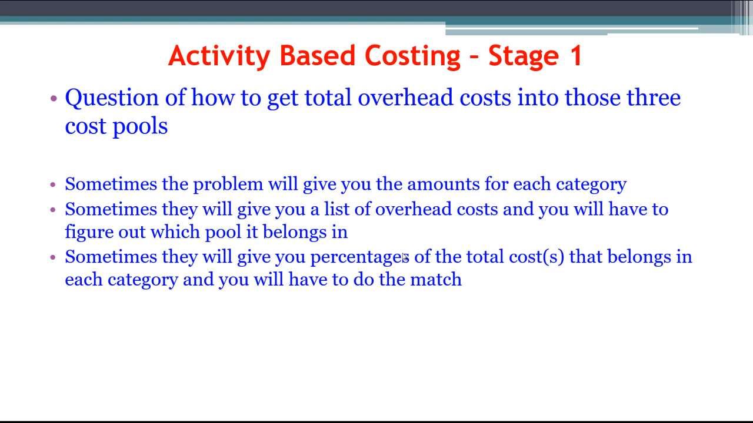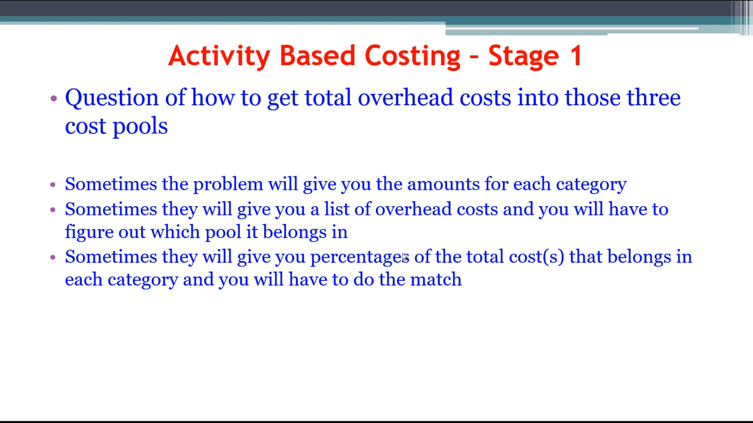Now, I will say that's a pretty simplistic example. It's probably missing a lot of the costs this type of company would actually have, but we're just trying to illustrate it. So, out of stage one, the first question we have, now that we've categorized the cost pools, is how do we get the total overhead split out into those cost pools?